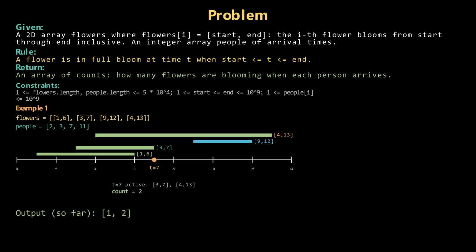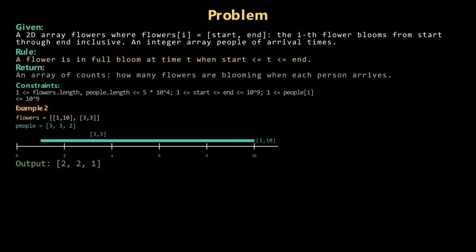Person at time 7, blooms [3,7] and [4,13] are active. 2 flowers. Person at time 11, blooms [4,13] and [9,12] are active. 2 flowers. The output array is 1, 2, 2, 2.